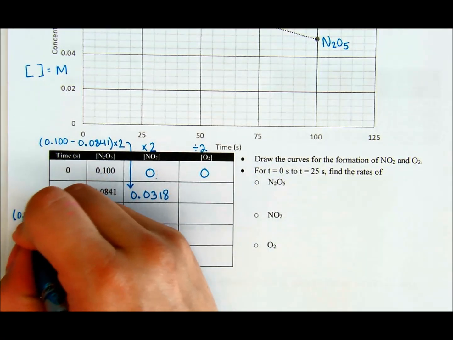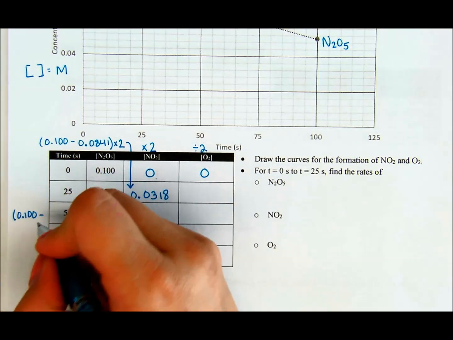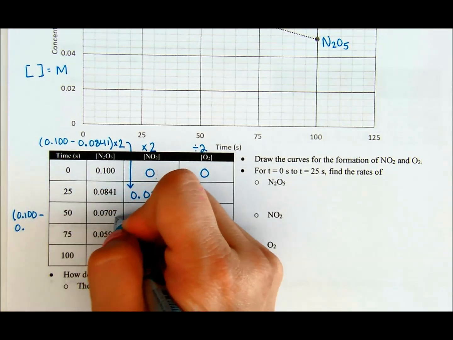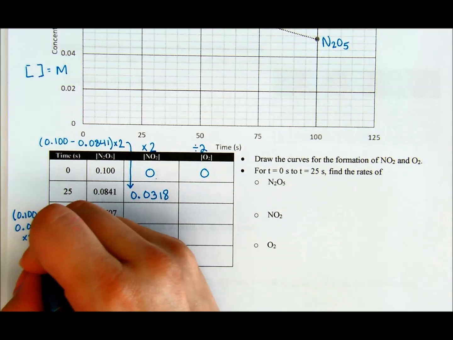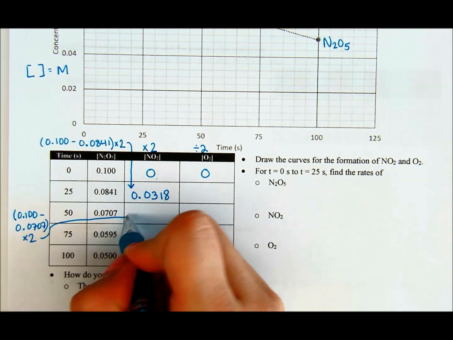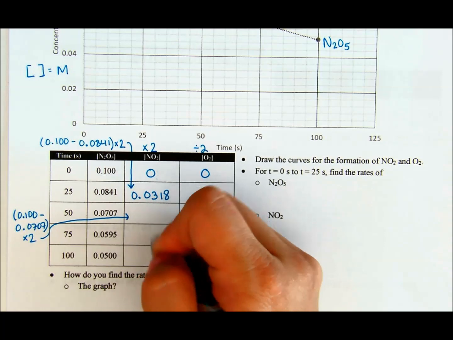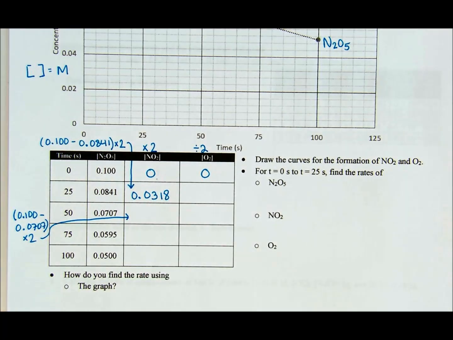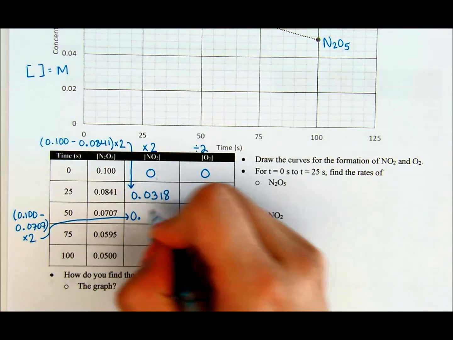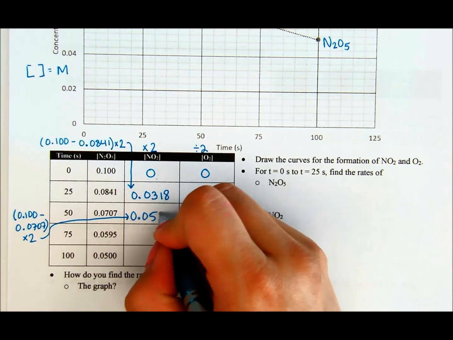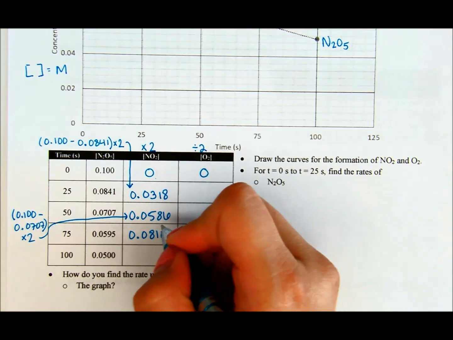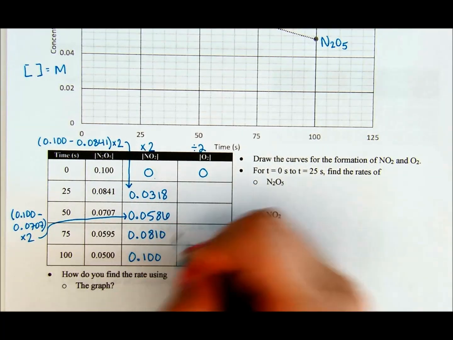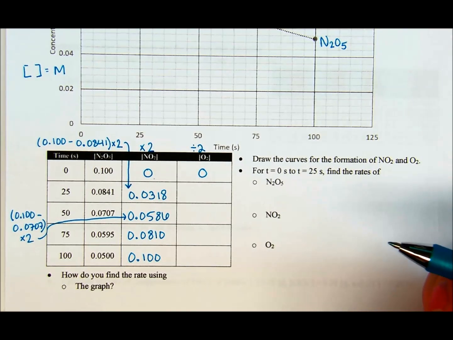So 0.100 is our starting concentration, minus 0.0707, which is what we're ending up at. And then we're going to multiply that again by 2, so go ahead and plug that in to your calculator. And then go ahead and do the last few too, and pause the video and do that. Okay, so you should have gotten the following numbers: 0.0586, 0.0810, 0.100. Okay, so now let's do the other side.